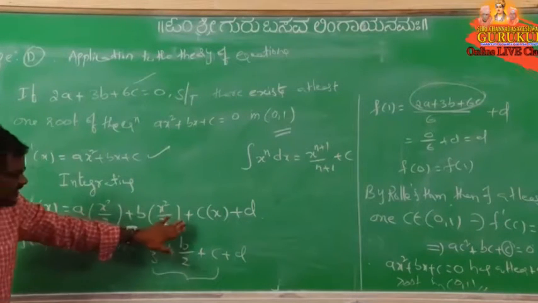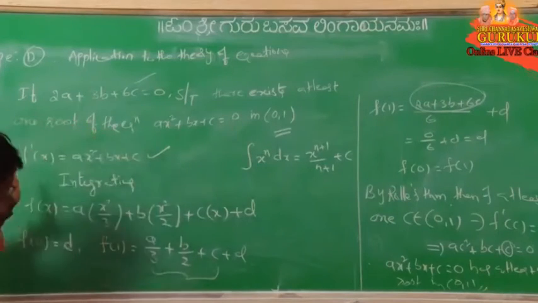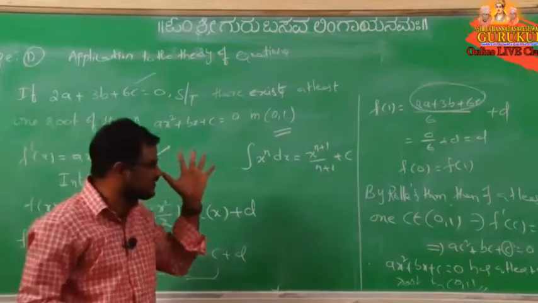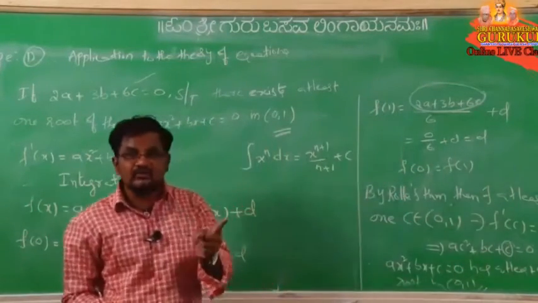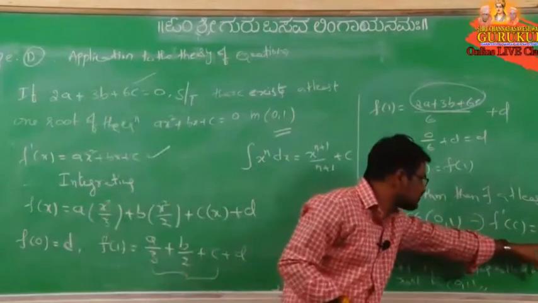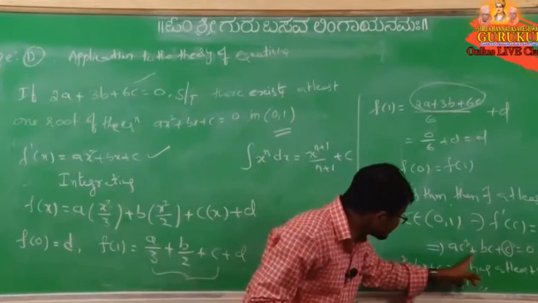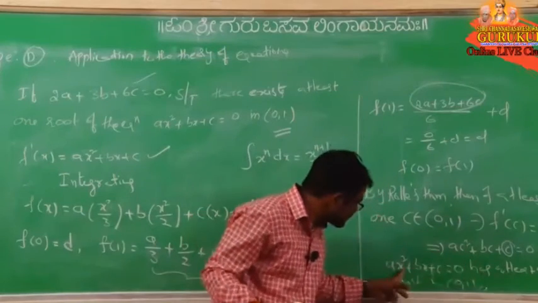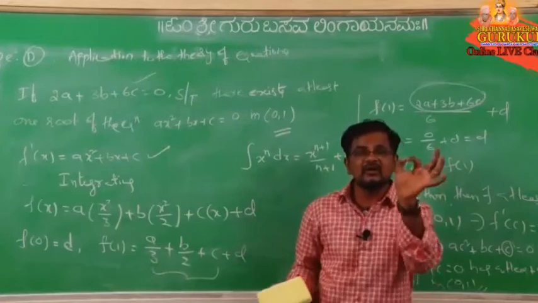Now this is a polynomial, so it is continuous and differentiable in the given interval. Next, f of 0 equal to f of 1, so the three conditions of Rolle's theorem are satisfied. Then there exists at least one c belonging to 0 comma 1 such that f dash of c equal to 0. F dash of c is nothing but this equation, so this equation has at least one root in the interval 0 comma 1.